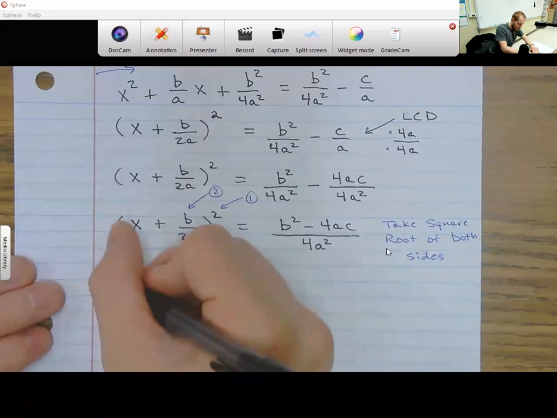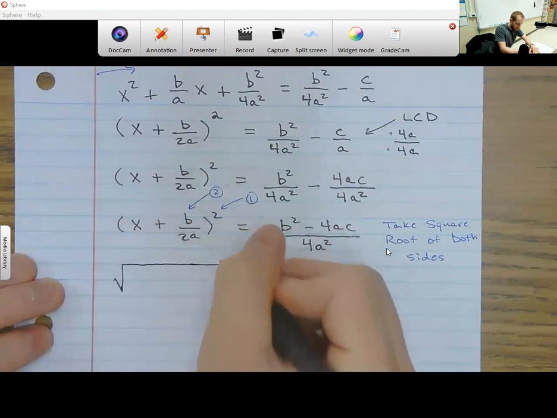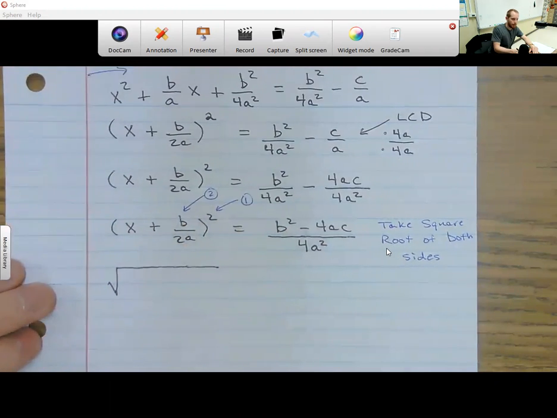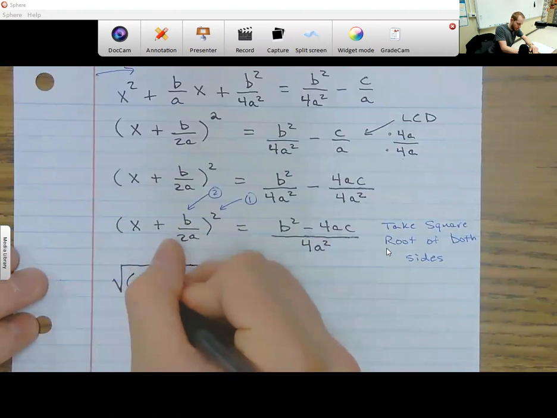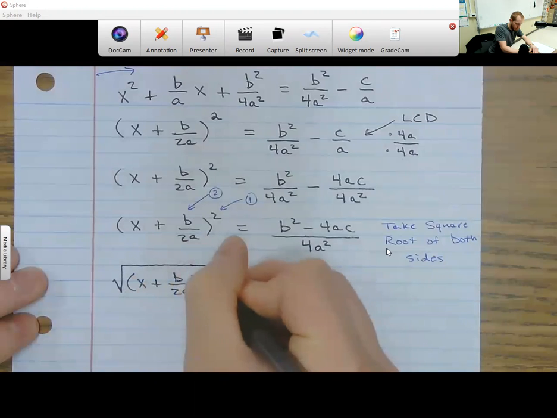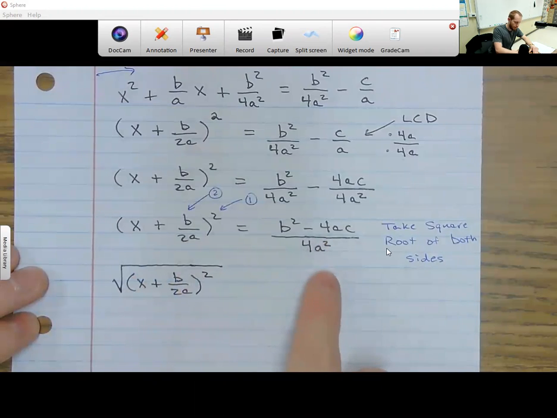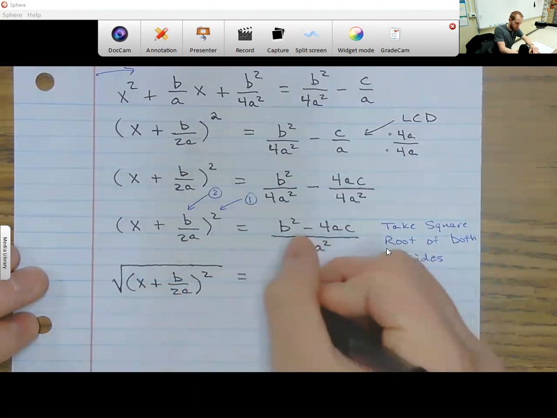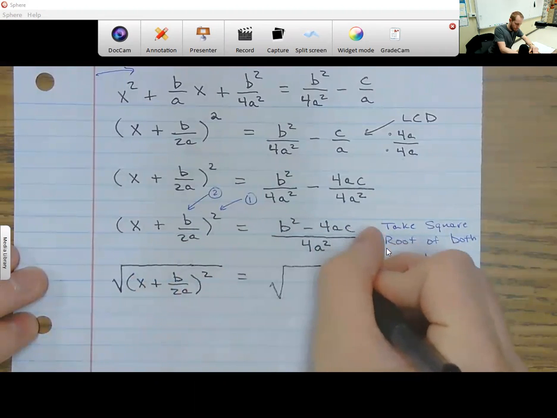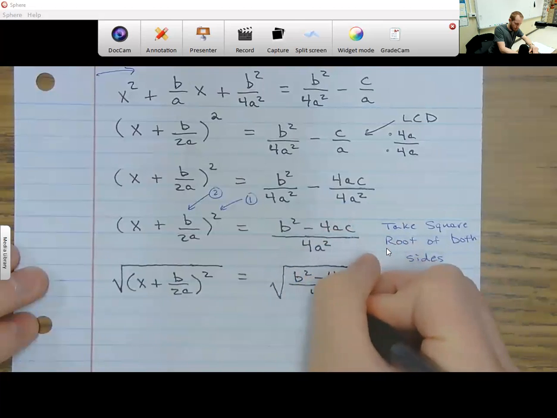So on this side, I'm going to have a square root symbol. And under that, I'm going to have x plus b over 2a, the whole thing squared. So I just took the square root of this side. But now I've got to take the square root of this side. So this is going to be equal to the square root of the whole fraction, b squared minus 4ac over 4a squared.